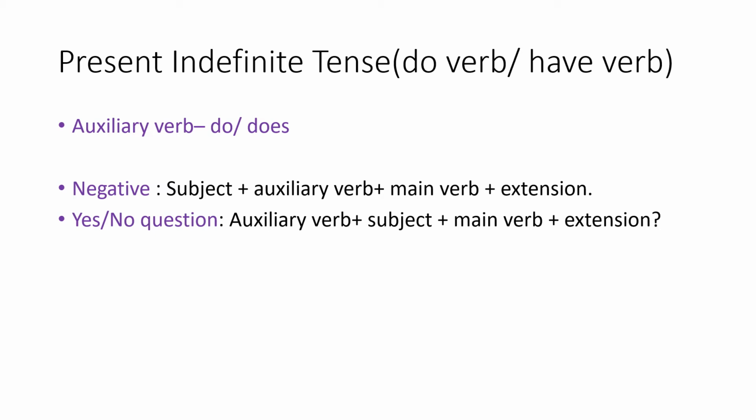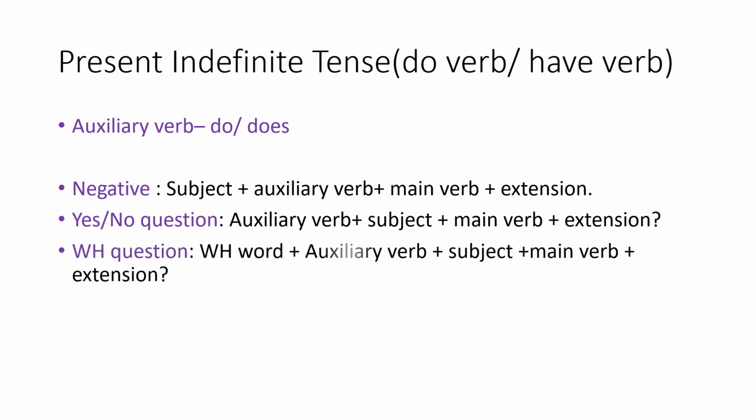Students, and yes, you have WH question. To make a WH question, you just have to write a WH word before the auxiliary verb. Before the auxiliary verb, you have to write the WH word. Okay? WH word first, then auxiliary verb plus subject plus main verb plus extension.